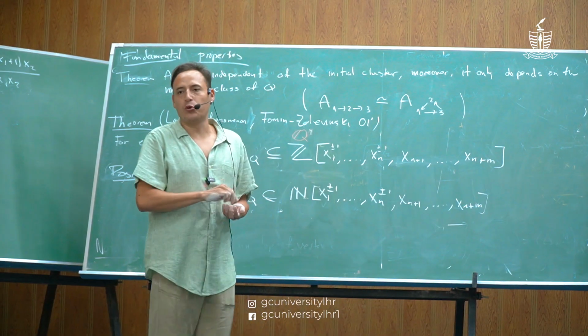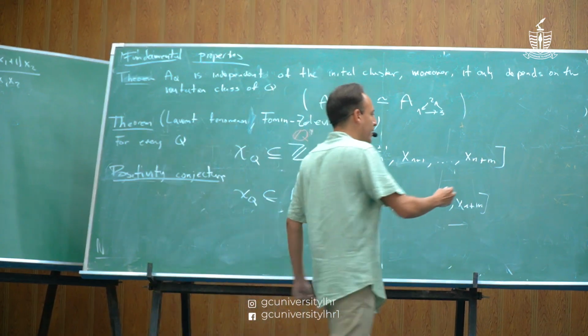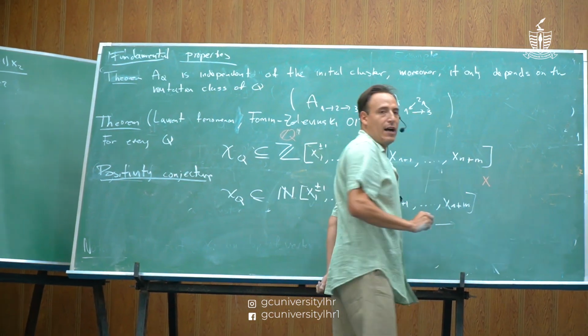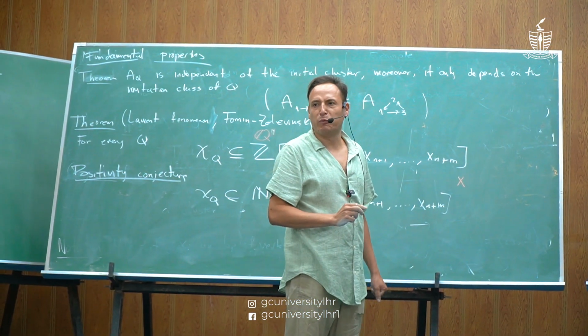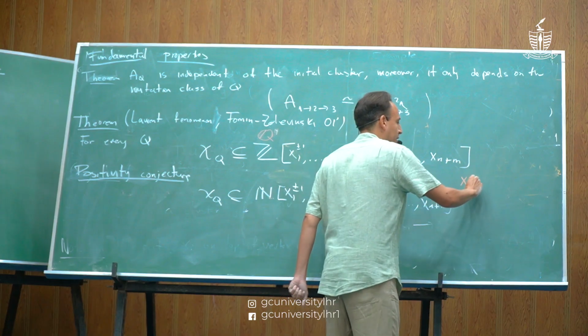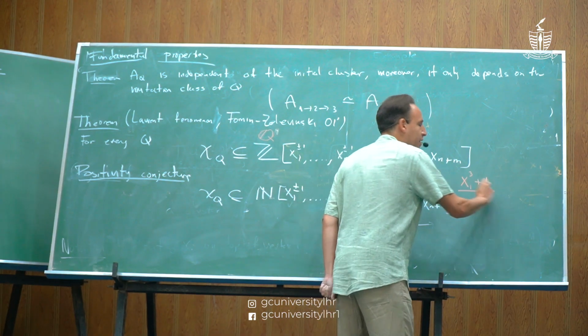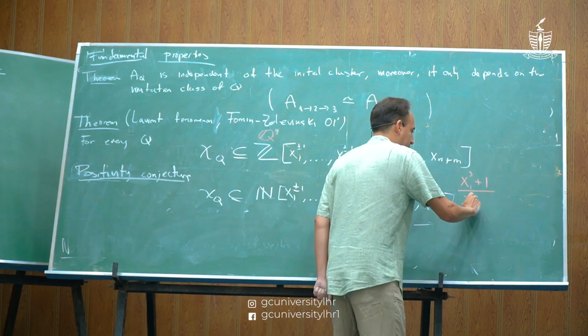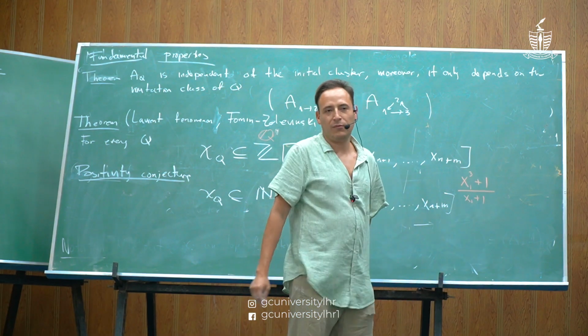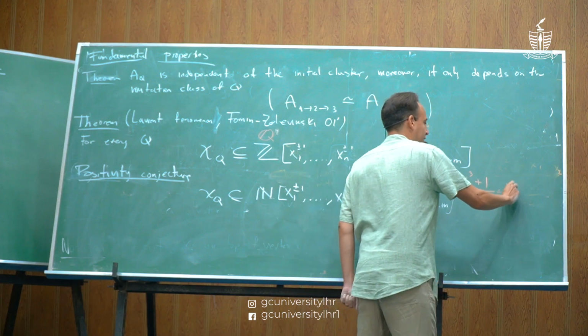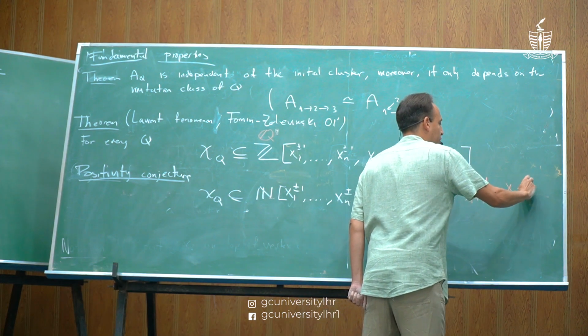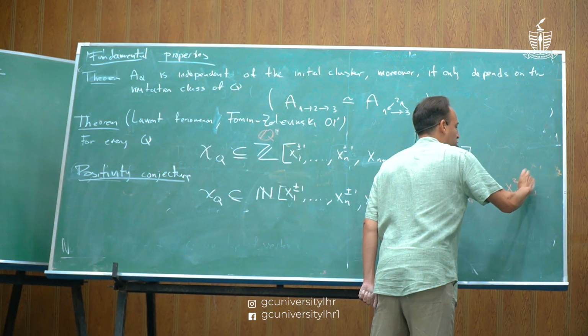And this is actually non-trivial. Imagine you take a polynomial with positive coefficients, for example, x1 to the cube plus 1, and I divide it by something that has positive coefficients, x1 plus 1. What I get is something that does not have positive coefficients.